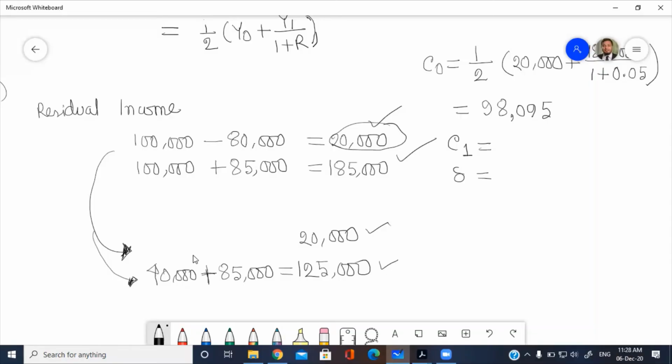Yes, sir. Okay, in that case, you will get C naught equal to 69,524, and you will get future period optimal consumption as 73,000. Okay, so here I'm just giving you an explanation about consumption smoothing. You will get this number for future period consumption. Compare these two numbers and these two numbers.